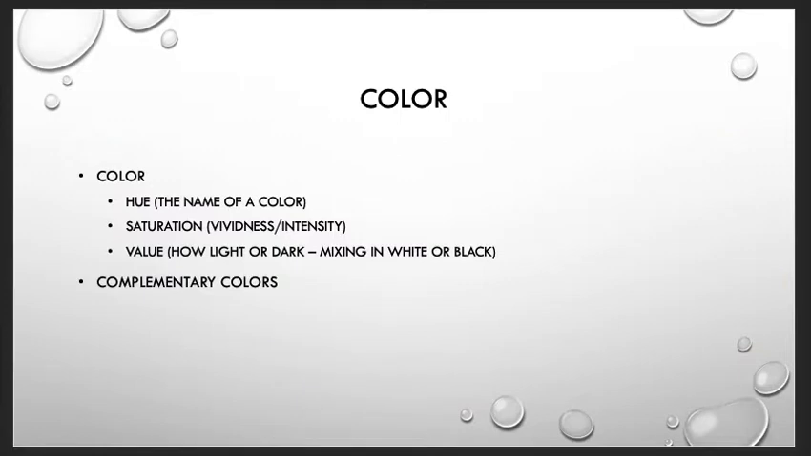So we want to think about hue, the name of the color; saturation, how intense it is; and value, which has to do with how light or how dark it is. Mixing in white or black paint, of course, makes it either lighter or darker. Also consider two complementary colors, or colors that are opposites. What do they do for the painting and for the feeling of the painting?